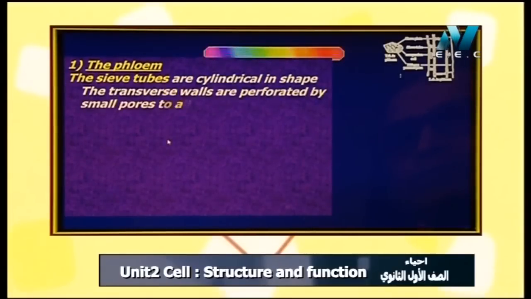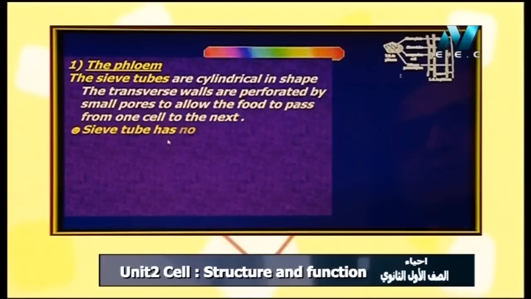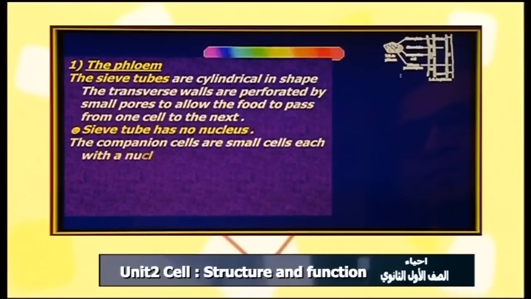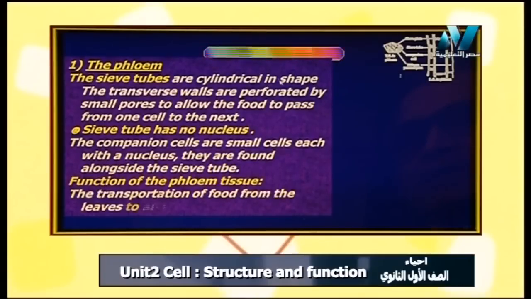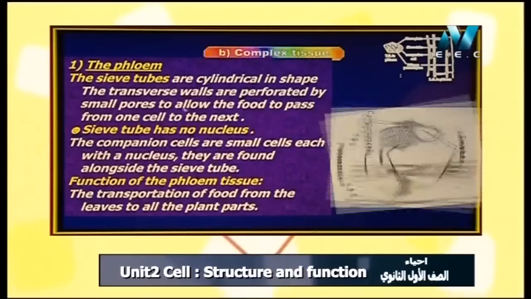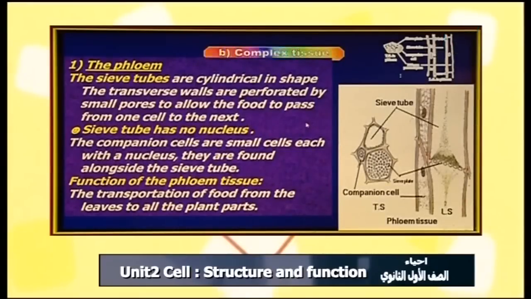But the phloem is made of sieve tubes, companion cells, parenchyma, and fibers. The sieve tubes are cylindrical in shape. The transverse walls are perforated by small pores to allow the food to pass from one cell to the next one. The sieve tubes have no nuclei.